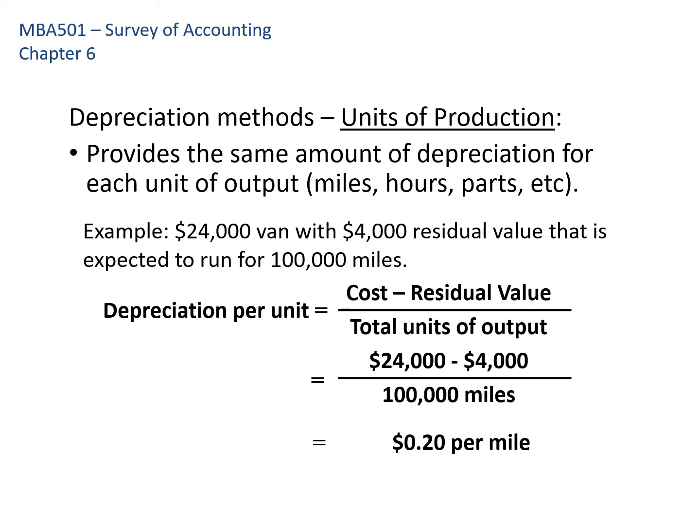If you buy a brand new forklift, the salesperson that sells it to you will tell you how many hours it should run with proper maintenance. So you can easily get that kind of a denominator there. So the way we do it is we're going to take, again, the top is the same, cost minus residual value. So in this case, 24,000 minus 4,000. And we believe this vehicle is going to run for 100,000 miles. So we divide by that and we come up with a cost per mile.